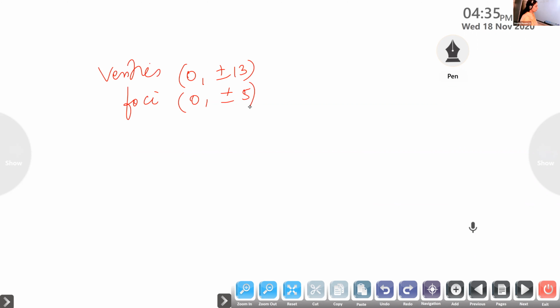Identify which form, which is the standard form, compare it.